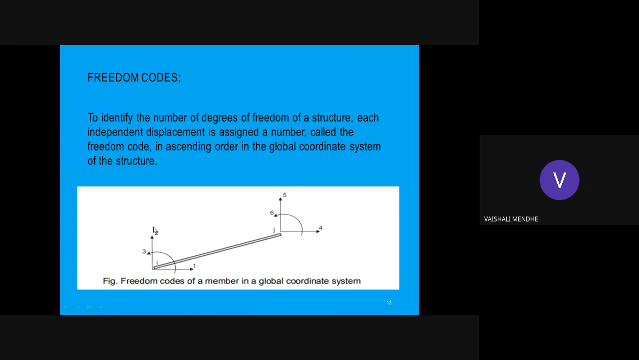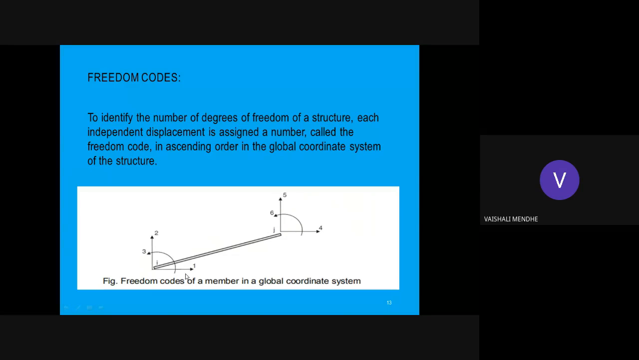First, we'll try to understand the freedom code. In this figure, if at this joint there are three types of displacement, along one, the horizontal direction, there is a translation displacement along x. That delta x we have denoted by 1. Along y, there is a translation displacement, delta y, which we have denoted by 2. Because the freedom code has to be assigned in the global coordinate system, what is your global coordinate system?